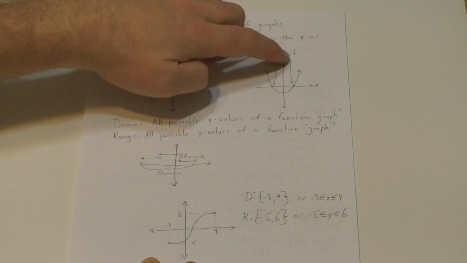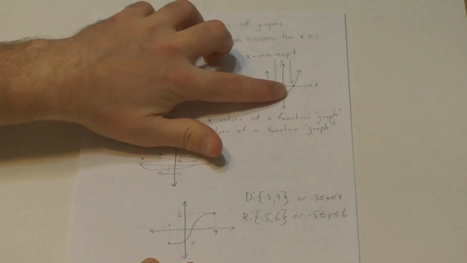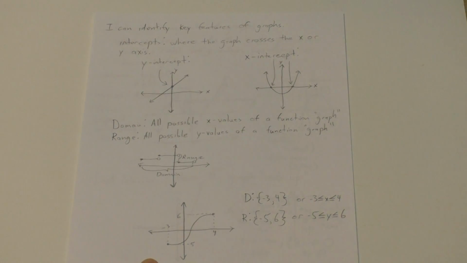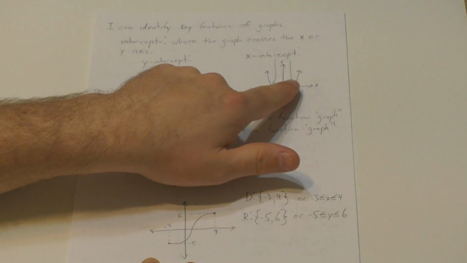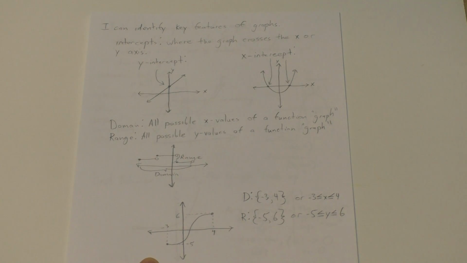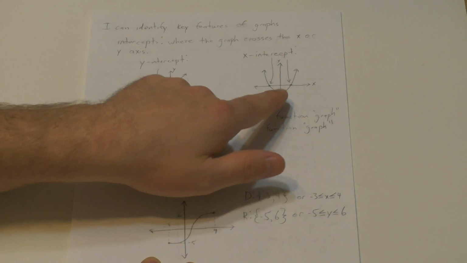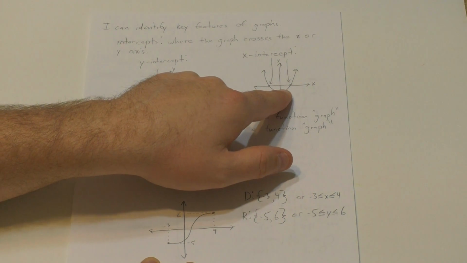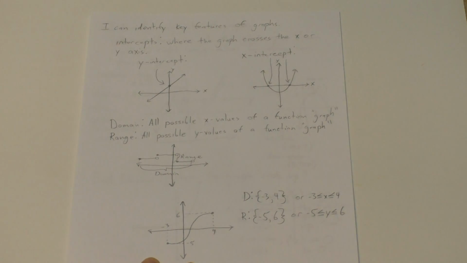Similarly, x-axis, y-axis, I have a quadratic function right here. It makes this parabola shape, and it actually has two x-intercepts where it crosses the x-axis, okay? If I want to be real clever, I can identify this point right here as the y-intercept as well.